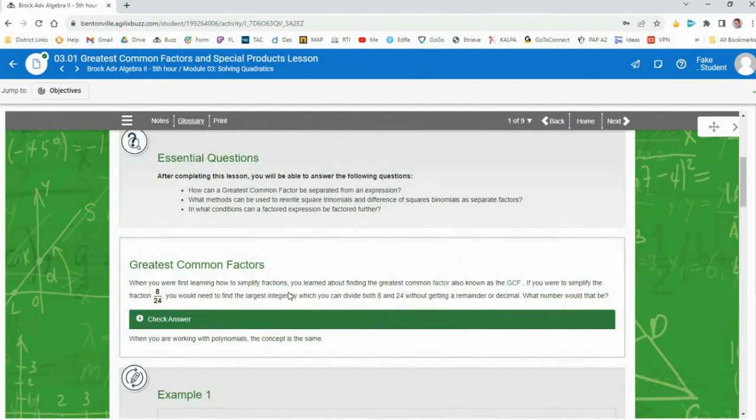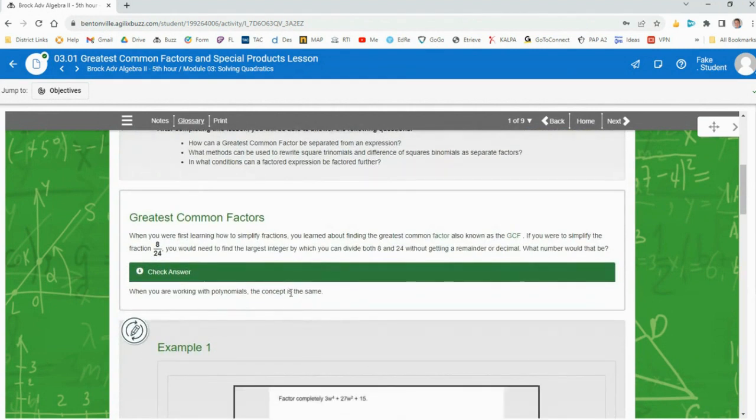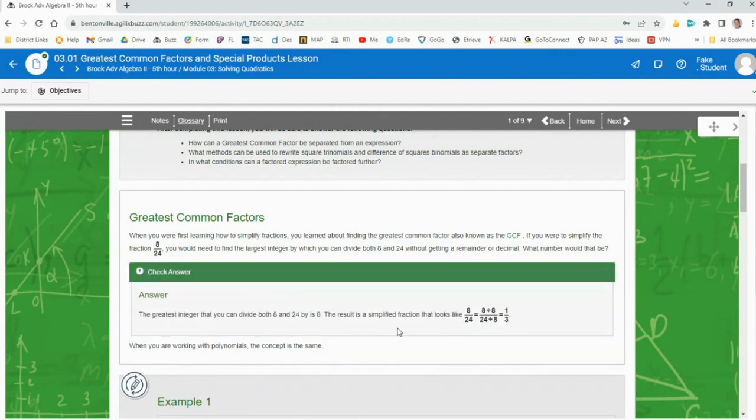But greatest common factors. When you were learning to simplify fractions, you had to do greatest common factors, right? So when you had 8 over 24, you had to find the largest number that would go into 8 and 24 that you could divide out, which in this case, 8 goes into both of those. So without getting the decimal, you could take 8 divided by 8 and 24 divided by 8, and it is the same as 1/3.